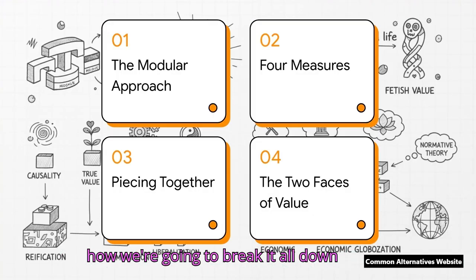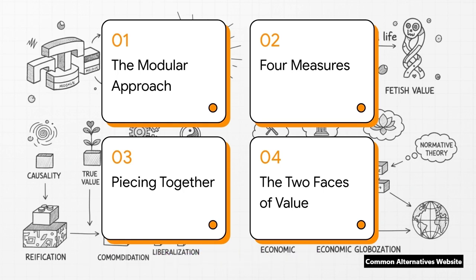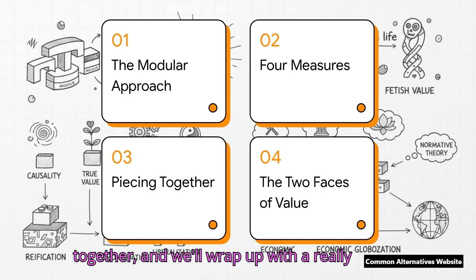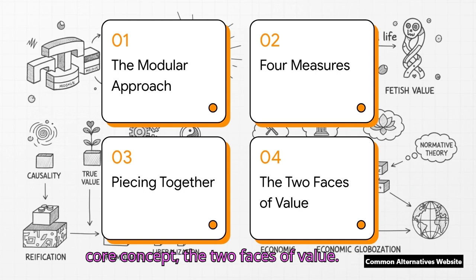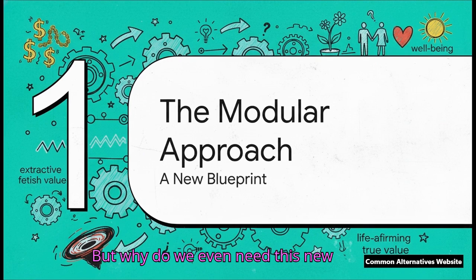So here's how we're going to break it all down today. We'll start with this modular approach, then get into the 4 key building blocks for this new theory. After that, we'll see how it all fits together, and we'll wrap up with a really core concept, the 2 faces of value.